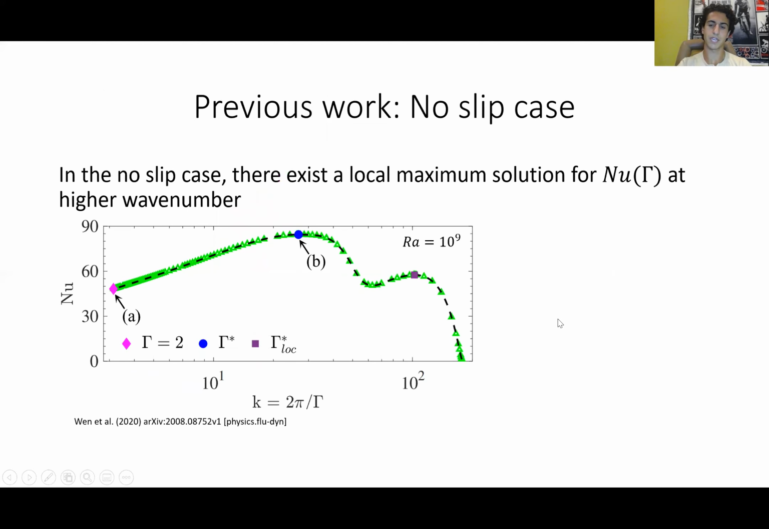So what about the no-slip case? I mentioned at the beginning of this talk that there are typically two boundary conditions to consider: the stress-free one and the no-slip case. It was recently found that in the no-slip case there exists a second maximum solution. It's a local maximum, not a global maximum as in B, but this local maximum occurs for a relatively large wave number, at least larger than what we've seen in the stress-free one. This occurs at a wave number of approximately 100.